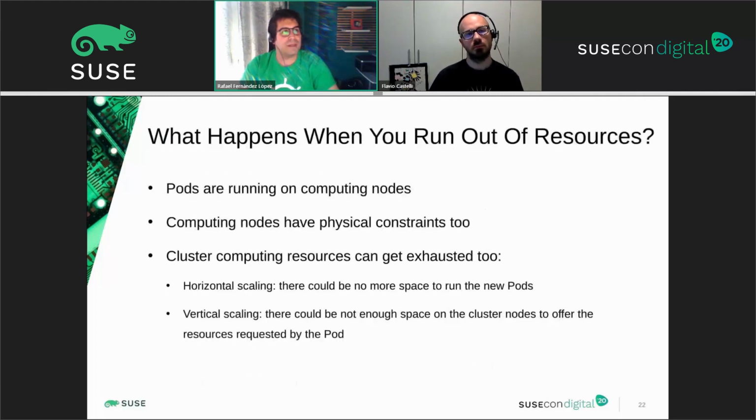So this is all nice, but what happens when you run out of resources? Because pods are in the end running on nodes. Computing nodes or physical nodes also have constraints. They have a limited number of CPUs. They have a limited amount of memory, and maybe you run out of resources. So when you are horizontally scaling, there is no more space to run the new pods. The scheduler of Kubernetes won't find a new home for your new pods. Or when you are vertically scaling, you will just run out of resources on the machine where you are trying to vertically scale your deployments.